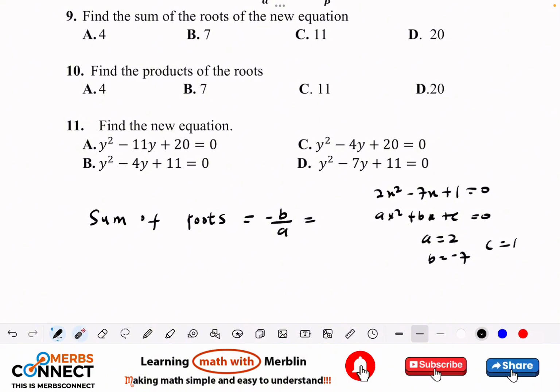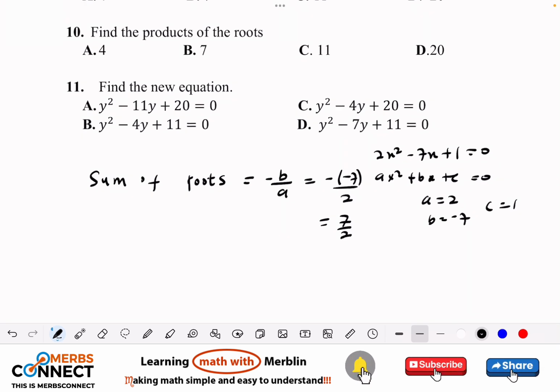So it means that for the sum of roots from this function, what am I going to get? B is minus 7, so minus 7 divided by a, which is 2. So I'm going to have 7 over 2. This will be the sum of roots.